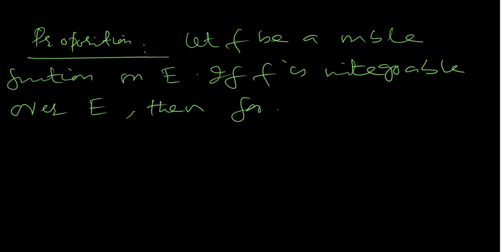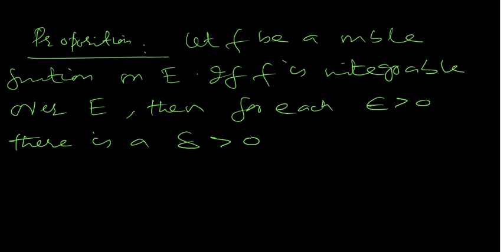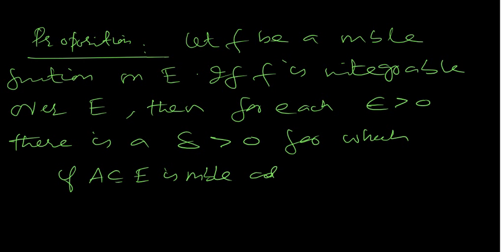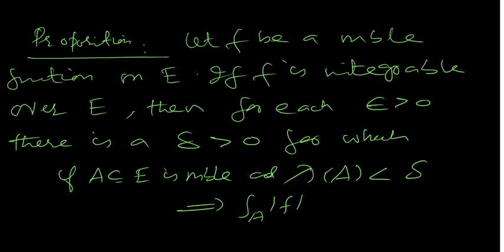for each epsilon positive, there is a delta positive for which this holds: if A, a subset of E, is measurable and its Lebesgue measure is less than delta, then the integral of the mod of f over the set A is less than epsilon. So if f is a measurable function which is integrable over E, then for each epsilon positive I can find a delta positive with this property: for any measurable subset A of E having measure less than delta, the integral over A must be less than epsilon.